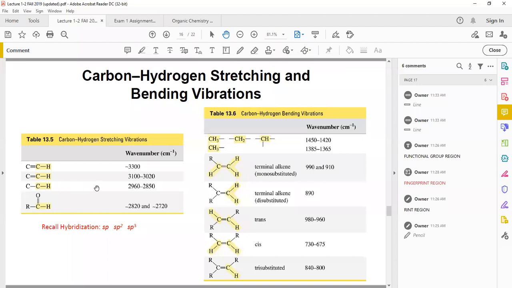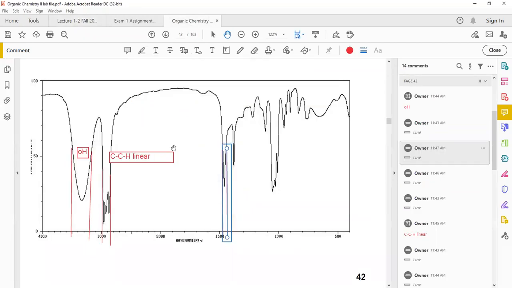So because it's below 3000, is this kind of linear here, because it's 2960, 2850. And that very strong peak that we can see is something like CH2 bending or CH bending, okay? It will be something like this one, because it doesn't go to 1500 completely. So we need to go in that area. So in here, this is CCH linear, and this one is for the CH stretch.